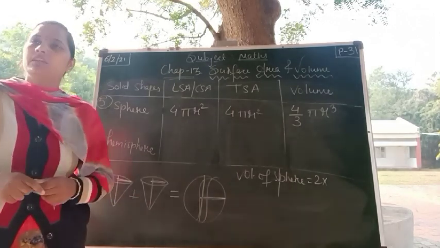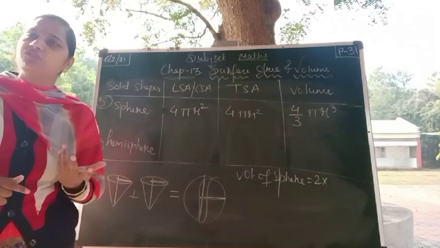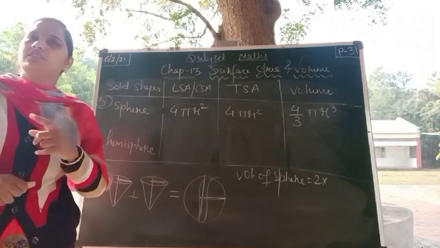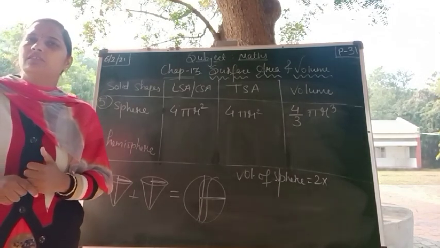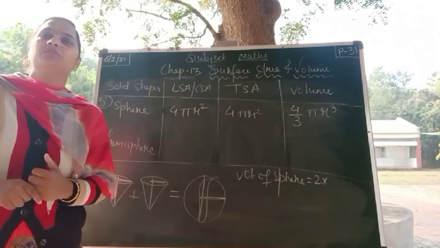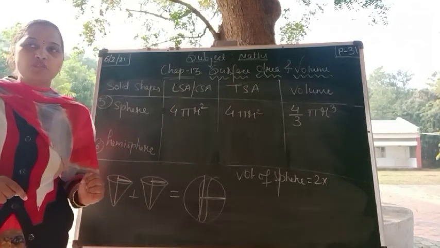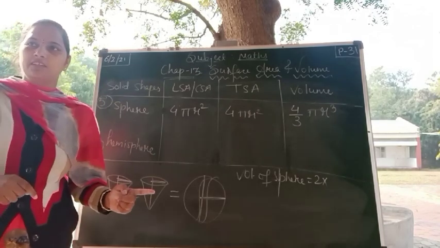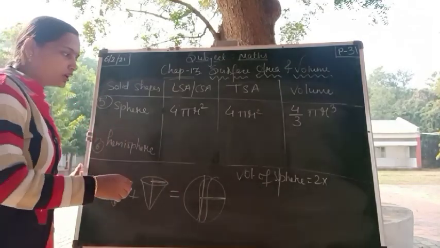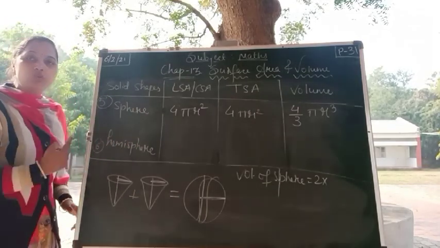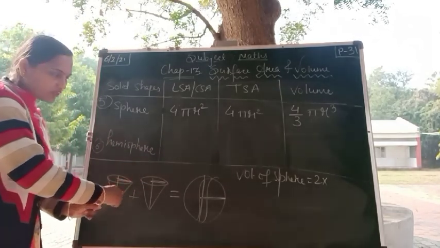Now I asked you, volume of cone is 1 by 3 pi r square h. Why? Because, Saurabh, the area of cylinder is 3 times of area of cone. Not area, volume. Volume of cylinder is 3 times of volume of cone. Therefore, volume of cone is 1/3 of volume of cylinder. Therefore, the volume of cone is 1 by 3 pi r square h. So, I said that volume of sphere is 2 times of volume of cone. Okay, this is the relation now. The relation between cone and sphere.